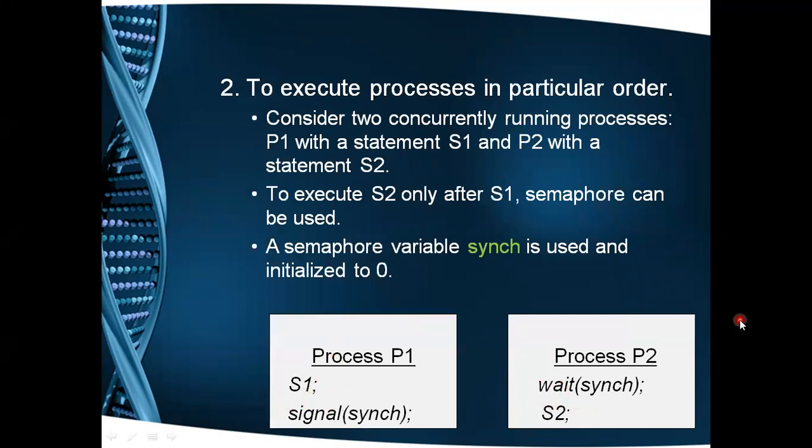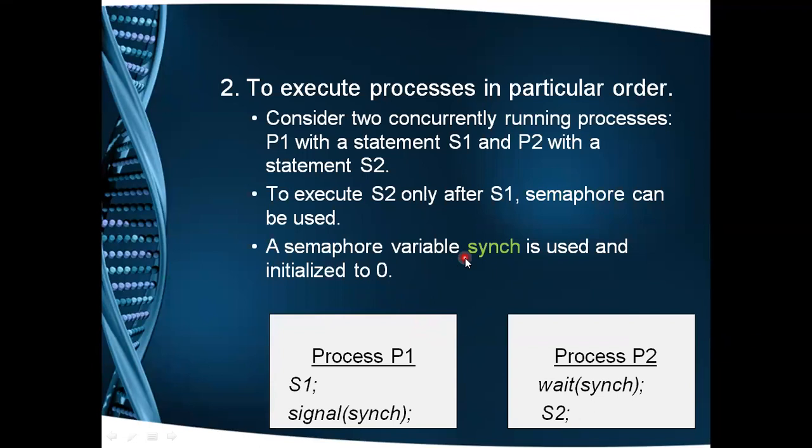So the two processes are executed parallelly or concurrently, but S2 should always be executed after S1. That is, S1 is executed first, then S2. So this order we need to maintain. For that also we can use a semaphore. The semaphore variable we are using here is sync, which is initially given the value 0.